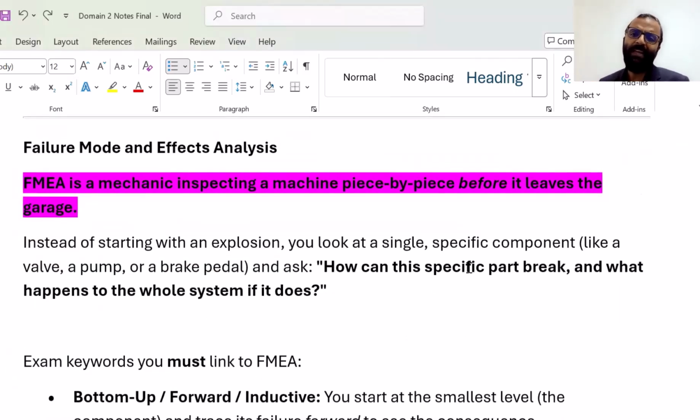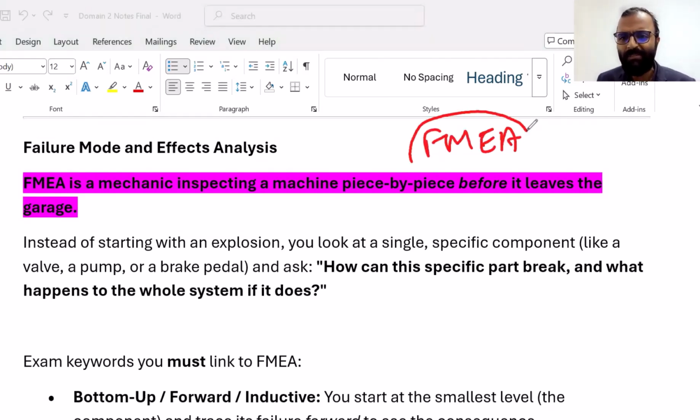Now, failure mode effect analysis, that is our FMEA technique. In this name itself, most of the time you try to have some kind of keywords with you, then it will be easy for you to remember also. Failure mode effect analysis: there is a failure, you are understanding the mode, and effect analysis.